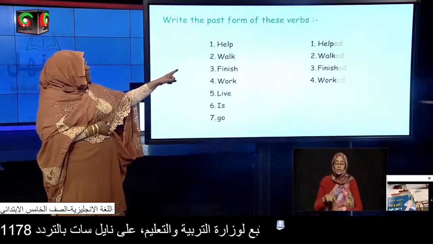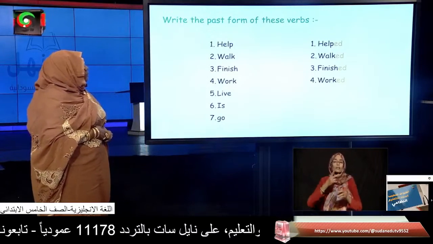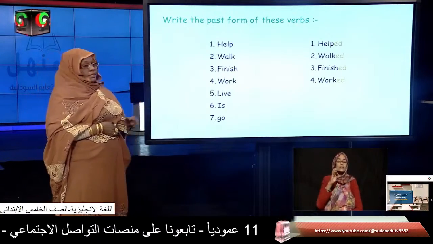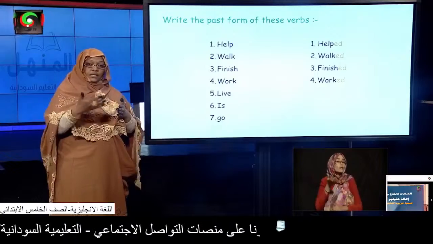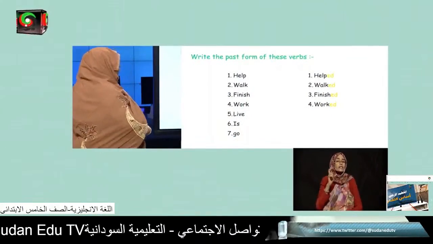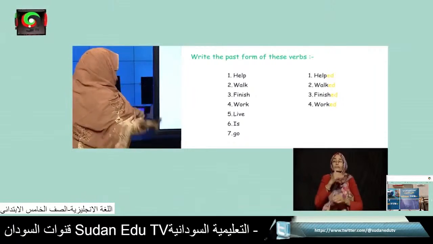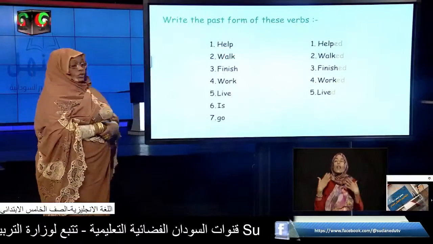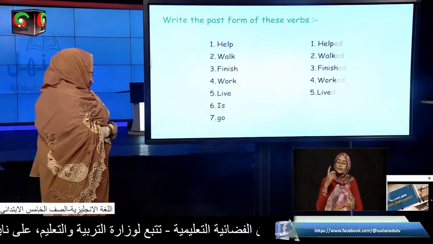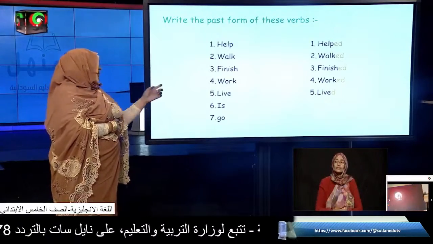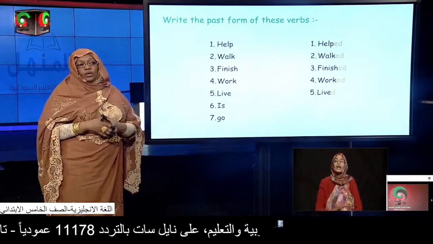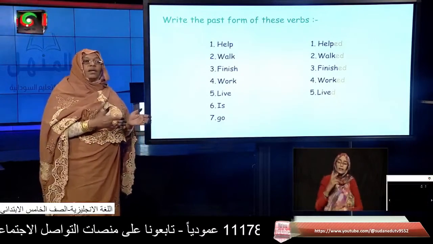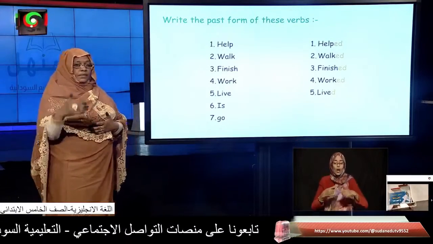Look at the letters with this different color, the yellow color. Yes, you're right. These are E and D. So here we add ED to make the past form of these verbs. Let's see how we can give the past form of live. Only D was added, because the verb ends with E. From here we can get the rule for giving the past form of the verb by adding ED to the verb. If the verb ends with E, we add D.